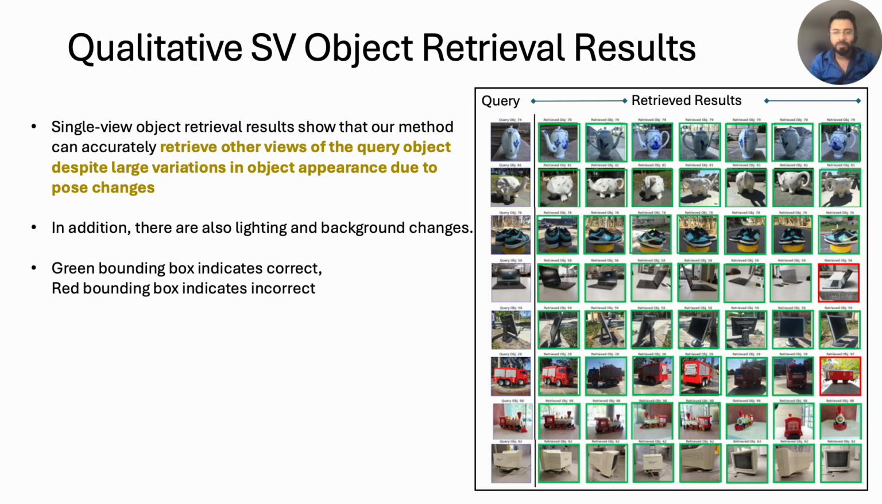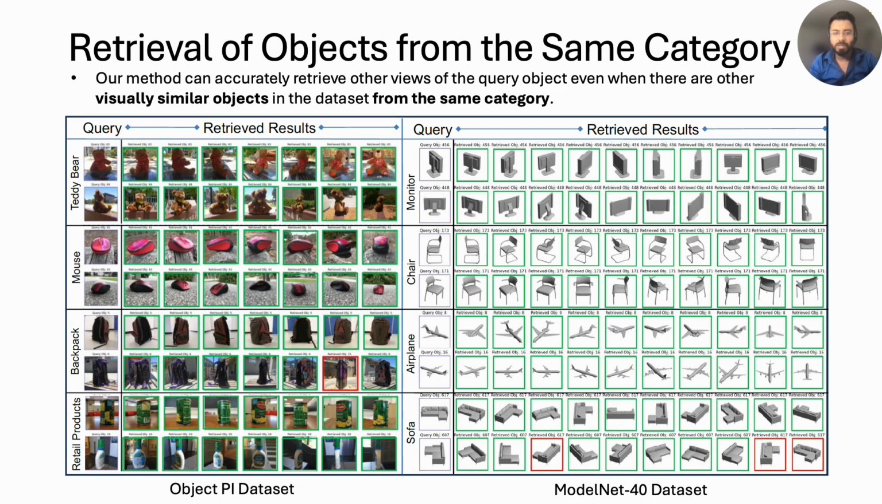The single-view object retrieval results show that our method can accurately retrieve other views of the query object despite large variations in the object appearance due to pose changes. Our method also can accurately retrieve other views of the query object even when there are other visually similar objects in the dataset from the same category.